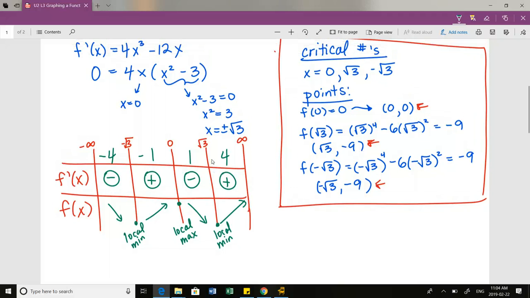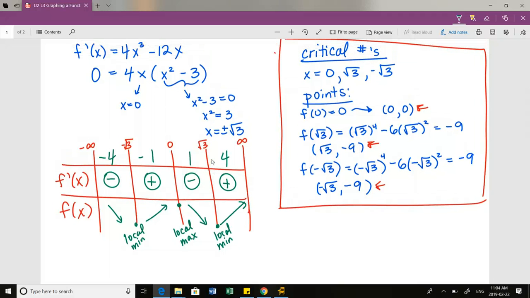Now, because this is U-shaped, we actually will not have an absolute max because it's U-shaped and going up forever. So there's no absolute max. There's a local max, but not an absolute max. There should be absolute mins. And because I have two local mins that have the same y value, both of these are actually absolute mins. So they're local mins, and they're also the absolute lowest point of our graph. No absolute max though, because it goes up forever. So these are also absolute mins.